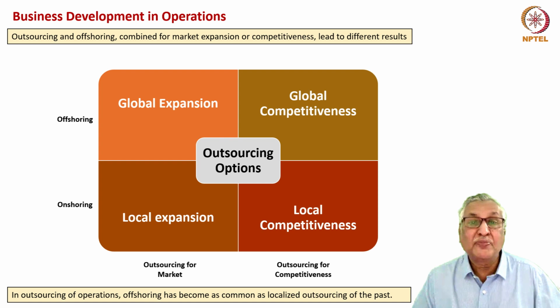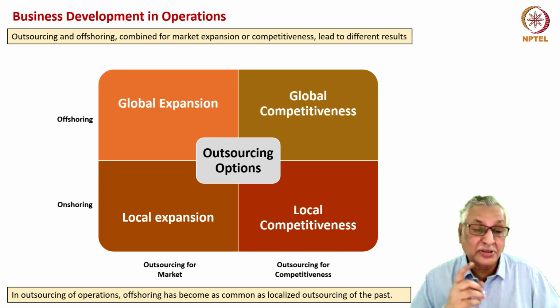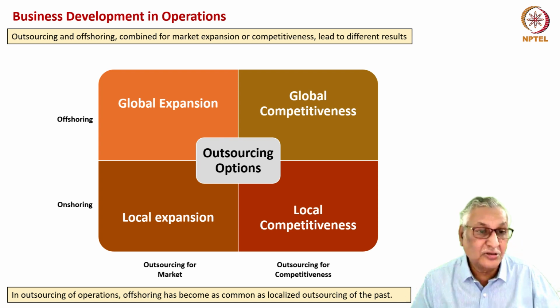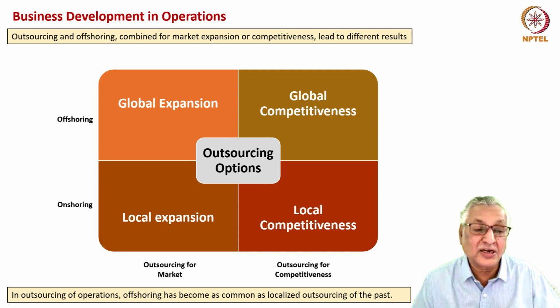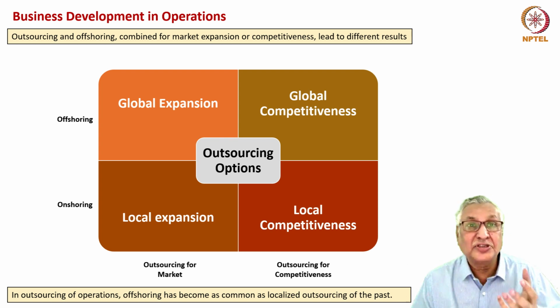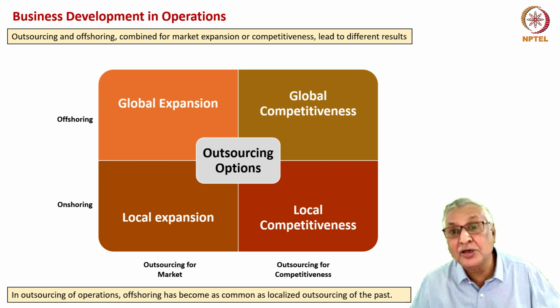Now, when you look at business development in operations, the shades vary. Outsourcing and offshoring, when combined for market expansion or competitiveness, will lead to different results. You can outsource for marketing, you can outsource for competitiveness. You can do that outsourcing within the country or outside the country, which is onshoring and offshoring respectively. If you outsource for market based on national facilities that are available for outsourcing, then you achieve only local expansion. If you outsource for competitiveness because someone else does better than you do, and that company is within the shores of the country, then it will result in local competitiveness for you.